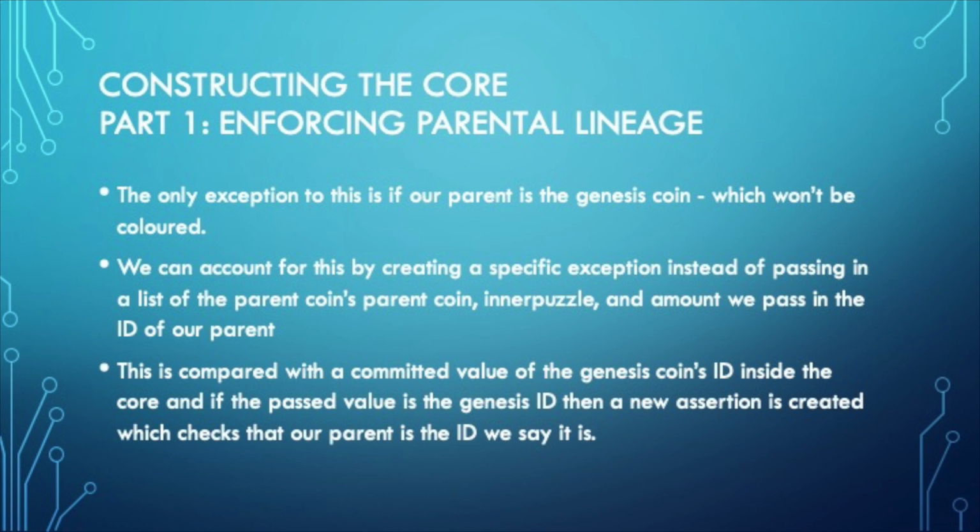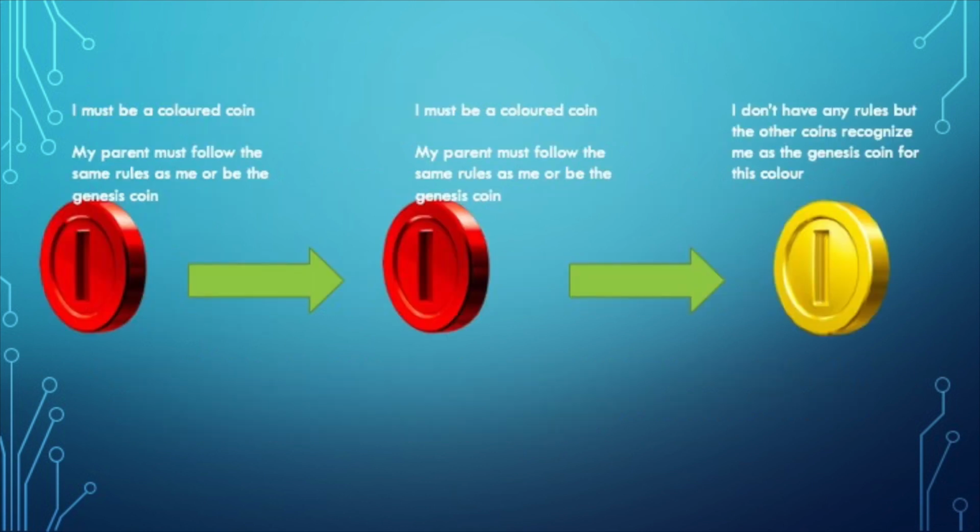The exception to this occurs at the top of the branch, where we have the Genesis coin. Now this actually is quite simple, because we can hard code in the Genesis coin's ID as the only exception to the rule, and this also will give us a unique coloration, because for one colour, the Genesis coin's ID can then act as the unique coloration. Each colour will have a different parental lineage to check for.